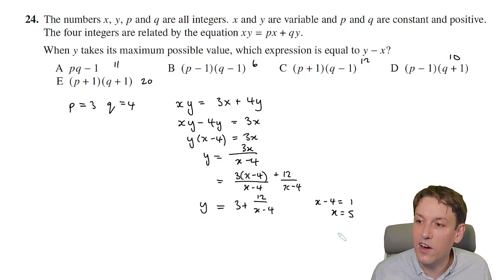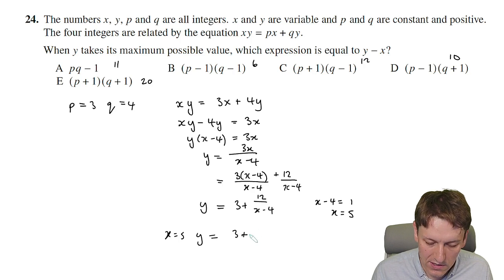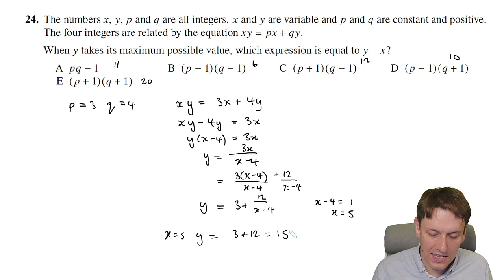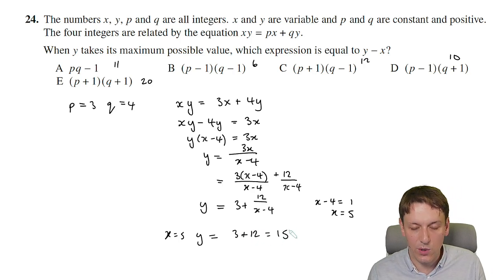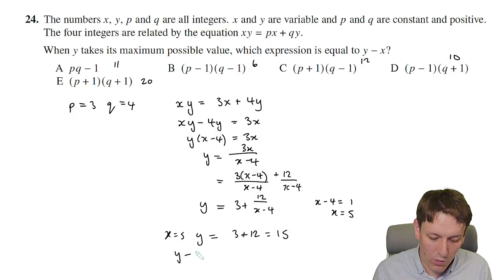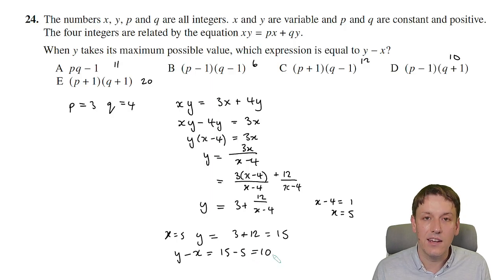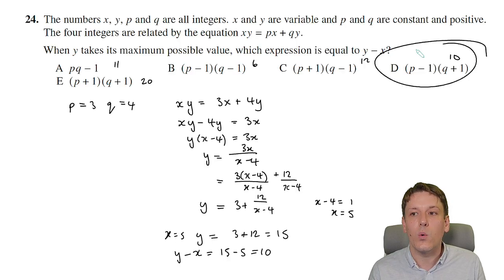So when x equals 5, then y is going to be 3 plus 12, which is 15, and that is going to be the largest value of y we can get in this case. Now in this case, the value of y minus x is equal to 15 minus 5, which is 10, and it was d that evaluated to 10, so that must be the answer to this question.